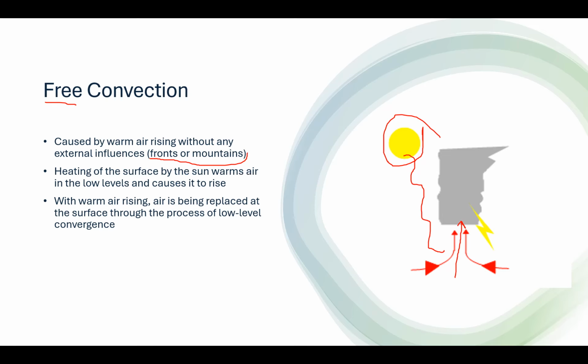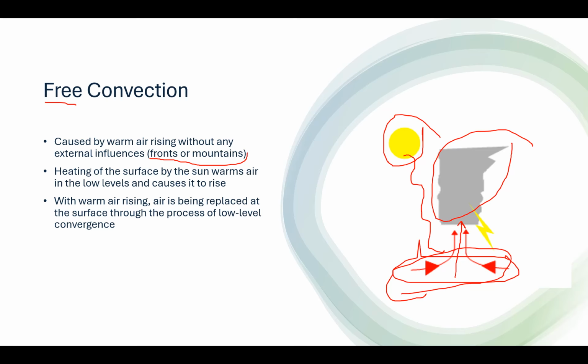So heating of the surface by the sun warms the air in the low levels of the atmosphere down here, okay? It causes the air to rise in the vertical, setting up convective air currents or convection, and the development of puffy cumulus clouds. Sometimes these puffy cumulus clouds will continue to grow taller and taller and eventually form into a cumulonimbus cloud or a thunderstorm. Now, with warm air rising, air is being replaced at the surface through the process of this low-level convergence. That's what these red arrows represent, low-level converging air.